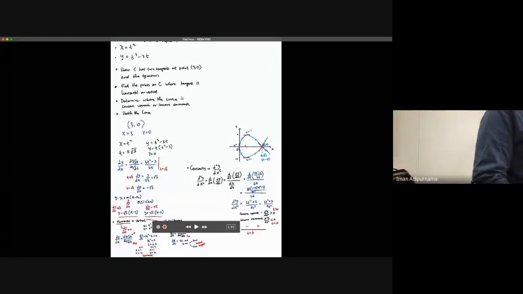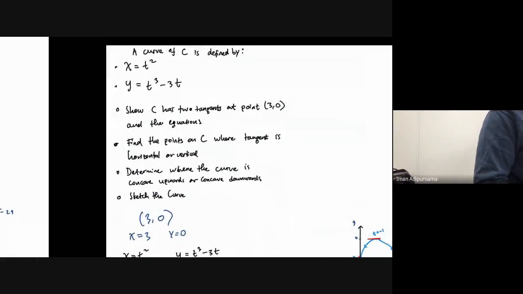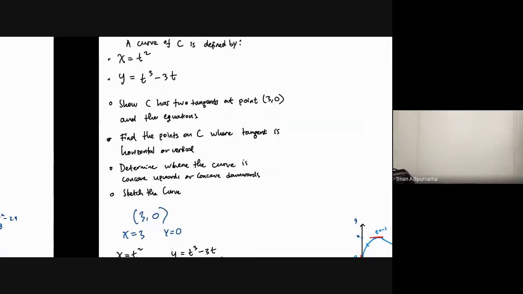This is the last discussion. We end up with the example of how to use calculus for finding the tangents, the horizontal and vertical tangents, and the concavity, a little bit of review of calculus 1 actually, and then sketching the curve based on all the parameters that we find.